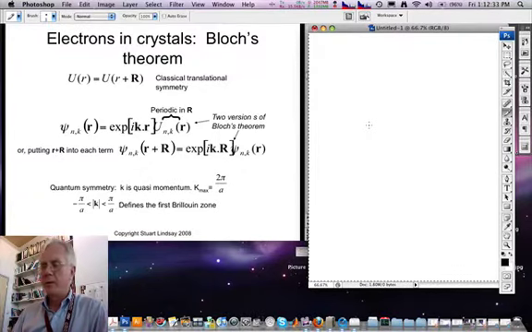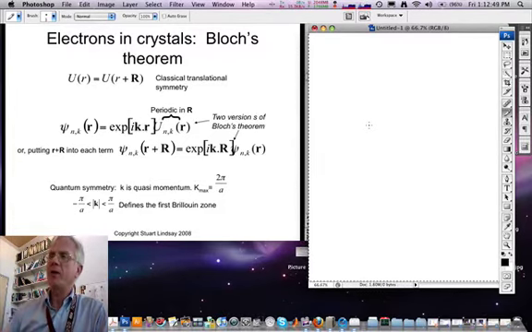So we've seen that Schrödinger's equation is hard to solve for a single hydrogen atom. How do we go about solving it for an infinite collection of atoms? Well, it turns out that in a periodic system, like a crystal, it's not too hard to do, and the way to do it is to use Bloch's theorem.